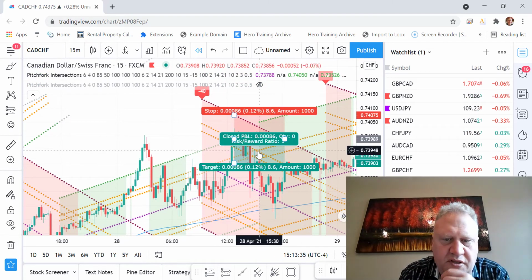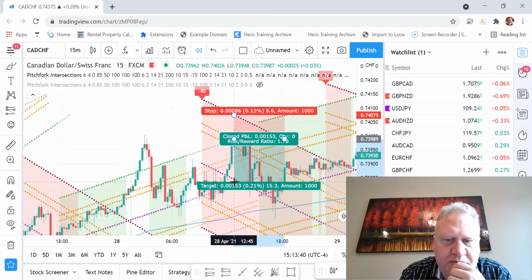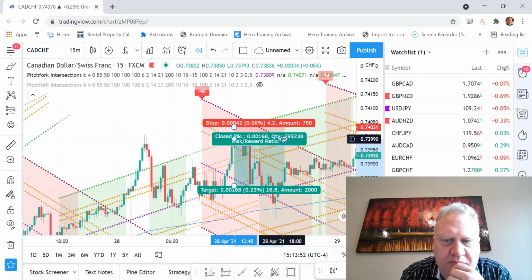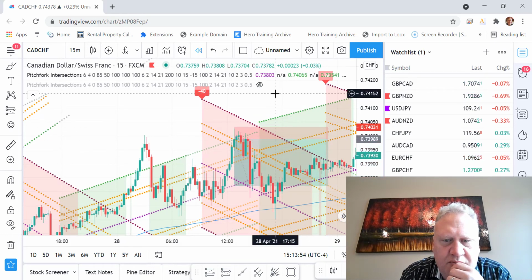And you would be targeting just past your middle line. Shorten this to 4R, and hopefully we make it, and we do. 4R, and we're good to go.